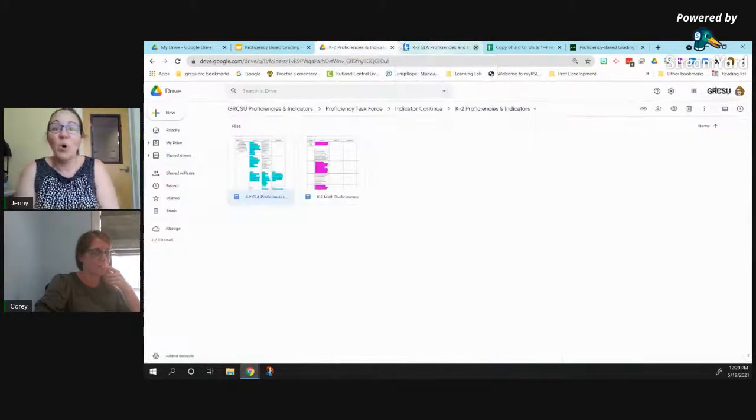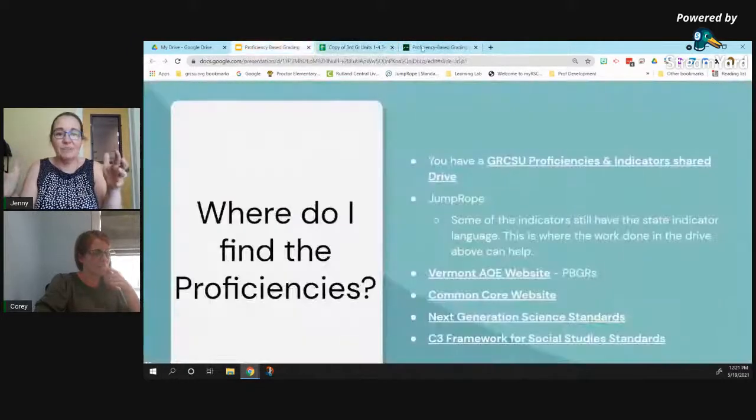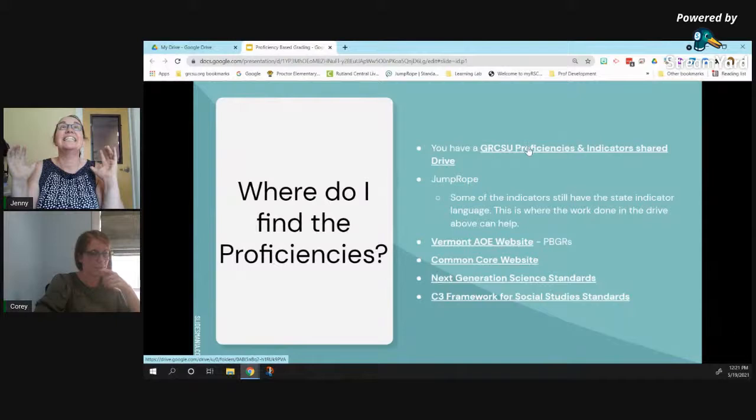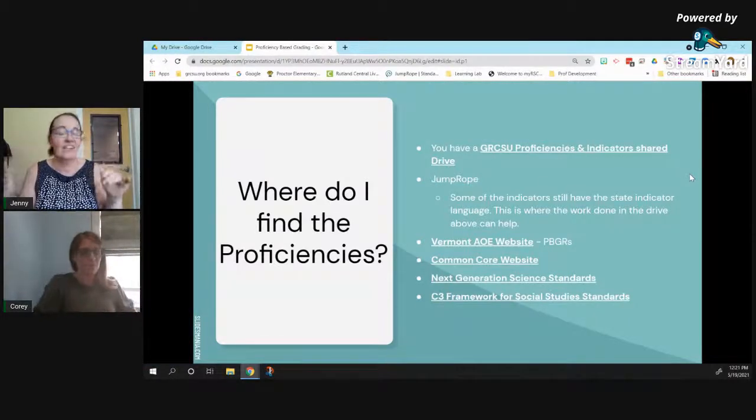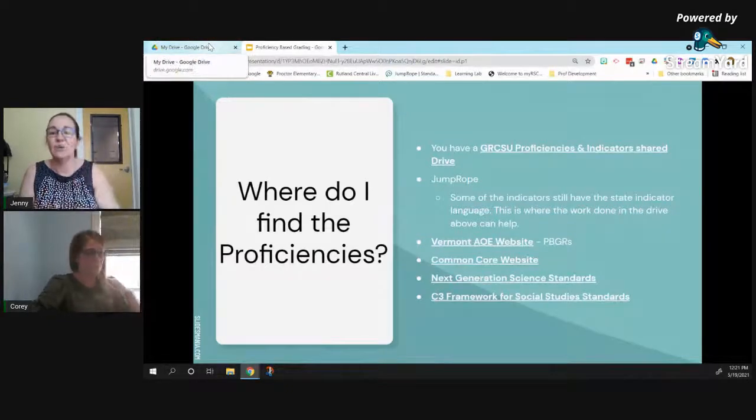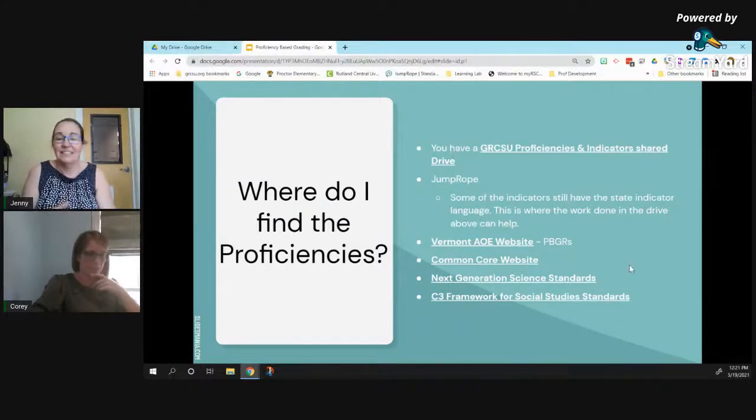So that whole entire shared folder contains so much information. You can go dive in and look at all the different things that are in there. But that shared drive is there for you. And again, we have the link, so you can click right on the link. Or if you don't have that link and you want to try to just remember where it is, then it's your Google Drive, shared drives, GRCSU proficiencies and indicators, shared drive. Was there something else? Am I missing anything? I think that's good. I think just explore that folder.